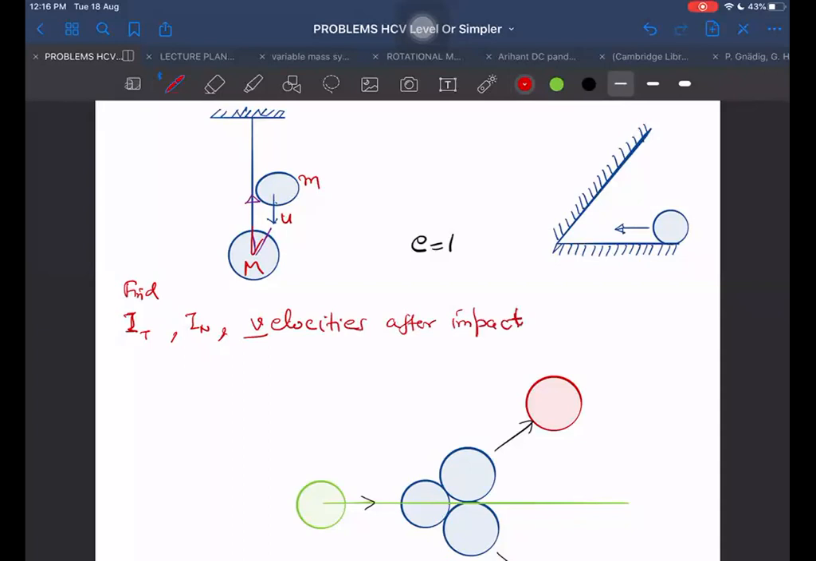I am leaving some time for you to think on it so that you can understand and visualize in which direction individual momentum will be conserved and in which direction the combined system momentum will be conserved. Think in that way. Take one case, that is elastic, given that e is equal to 1. Also, one more thing I need to specify here: this radius is R and this radius is also R.